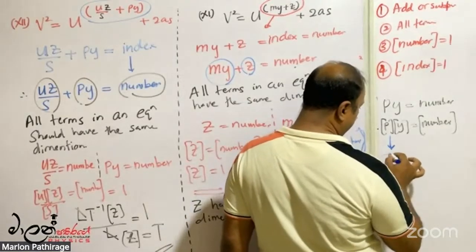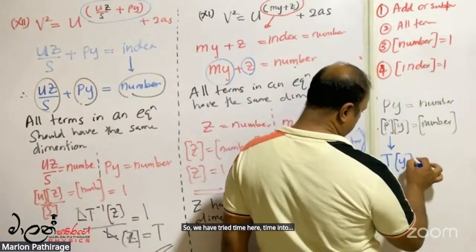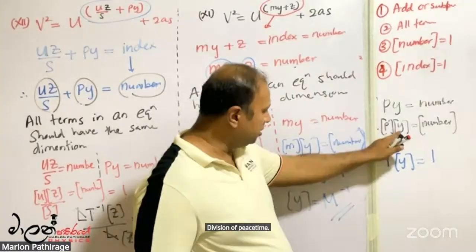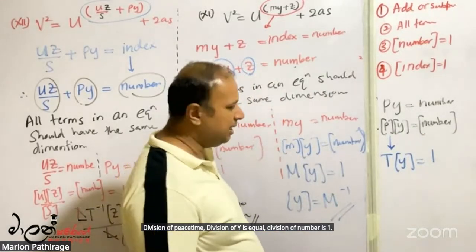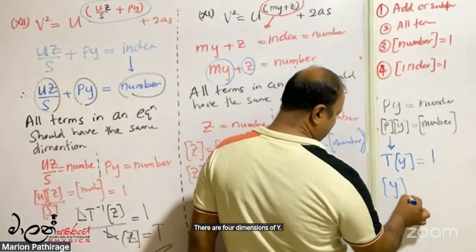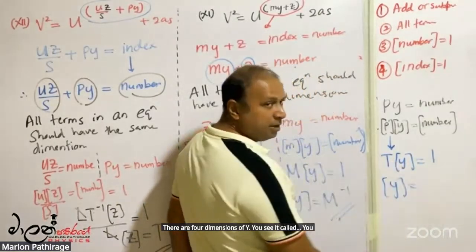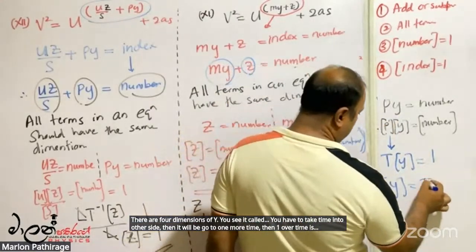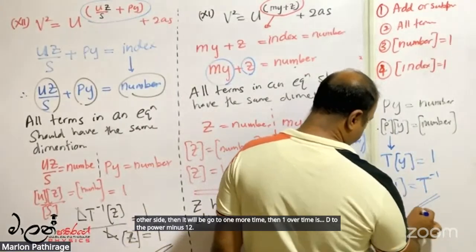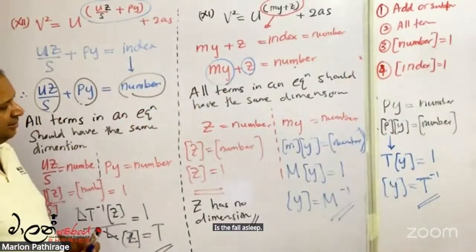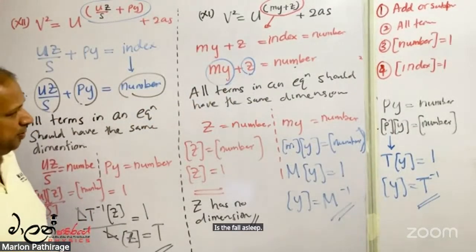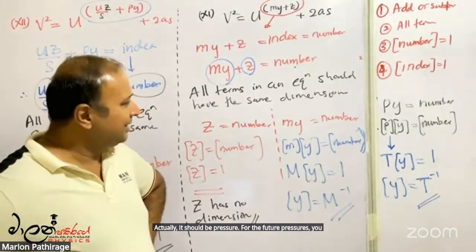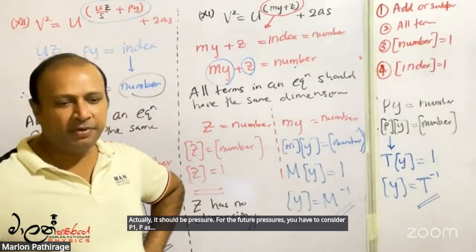So if we apply time here, dimension of P into dimension of Y is equal to dimension of a number, which is 1. Therefore, dimension of Y is equal to, taking time to the other side, 1 over time, which is T to the power minus 1. Actually, it should be pressure. For the future, you have to consider P as pressure.